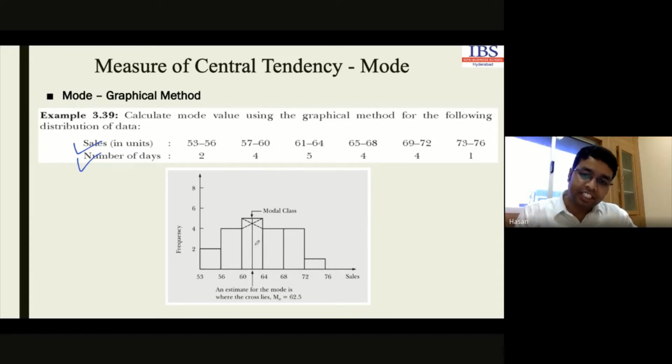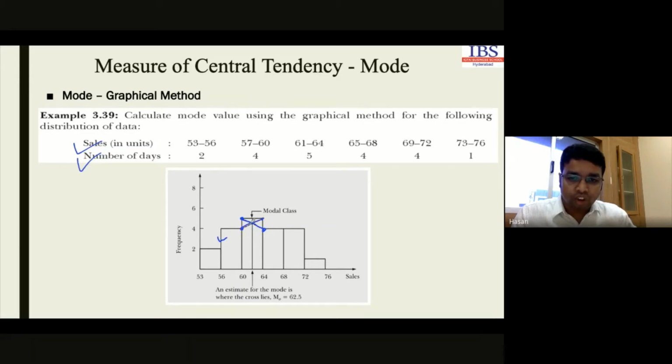We will have to identify the modal class first. The top right corner of the modal class will be connected with the top right corner of the class preceding the modal class. This is the preceding class. Again, we have to identify the top left corner of the modal class, and it will be connected with the top left corner of the class succeeding the modal class. Okay, and we have to join them using straight lines.